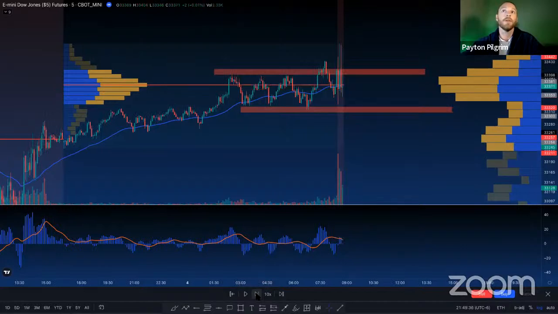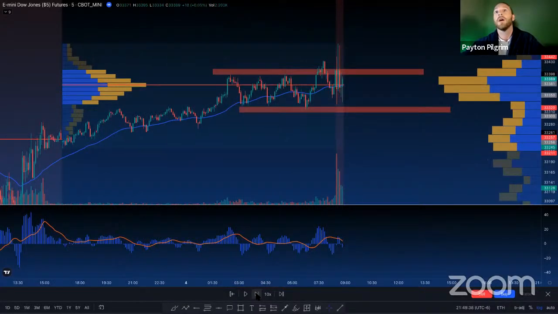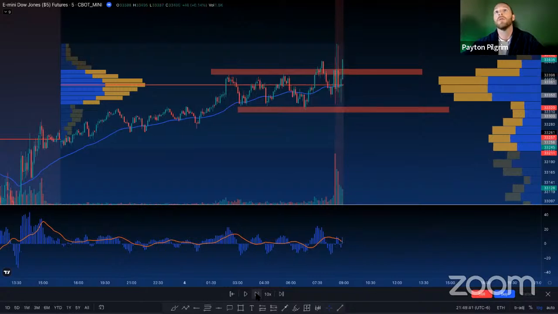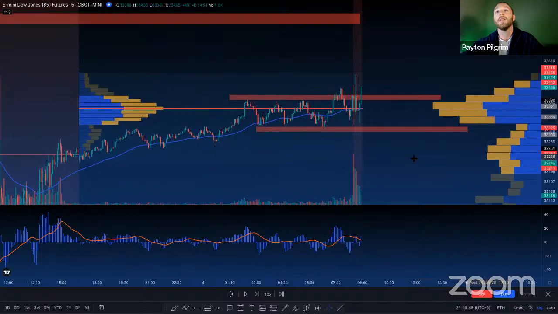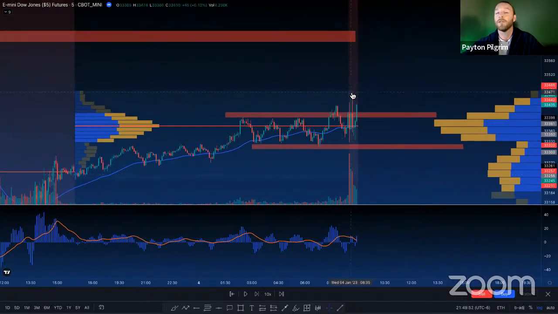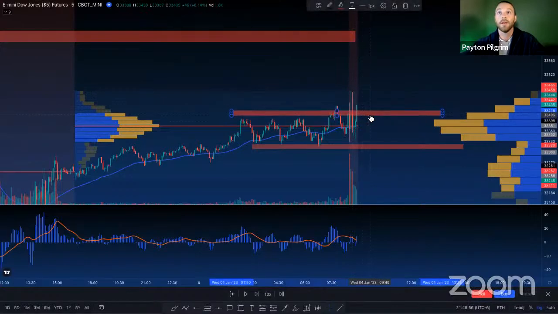Are the bears coming in? Oh, the bulls. All right, so we're starting to get this break of this level. I want to enter right here, but this is not a break of structure yet. It is, but it isn't. So we're waiting for this high to technically get broken.